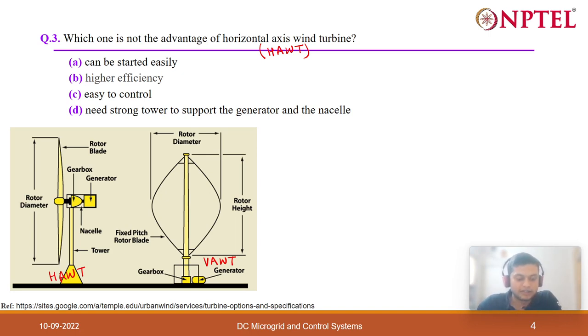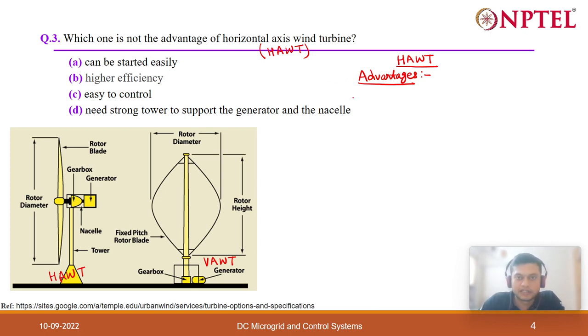So if you write the advantages of horizontal axis wind turbine, what are some of the major advantages? The vertical axis wind turbine is now being used as a recent topic, and it needs more research for extracting power at higher efficiency, but horizontal axis wind turbines have already been implemented in many places, and these are well advanced technologies.